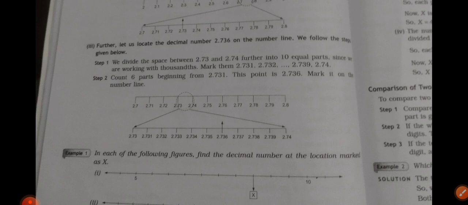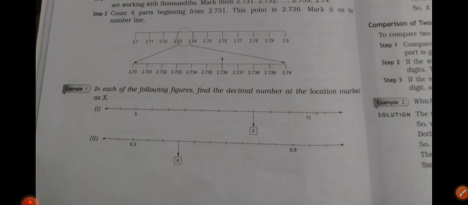2. Count 6 parts beginning from 2.71. This point is 2.76. Mark it on a number line. 1. In each of the following cases, find the decimal number at the location marked as X.